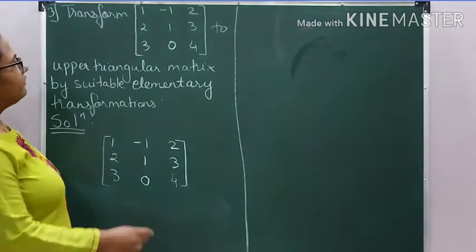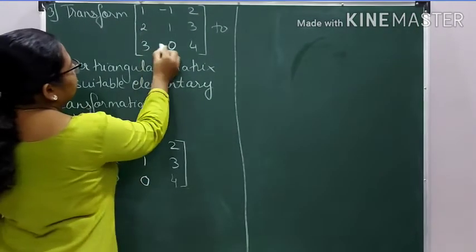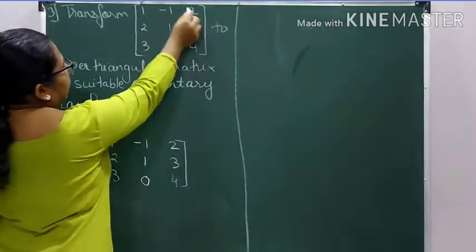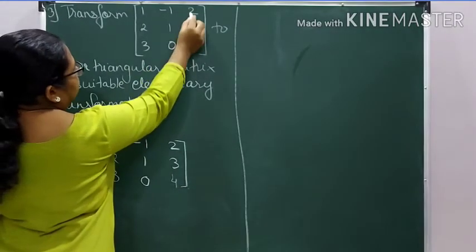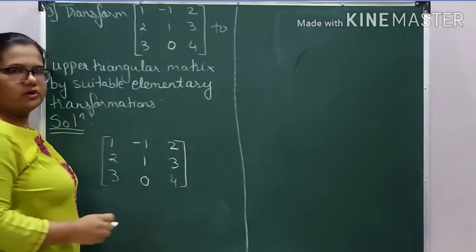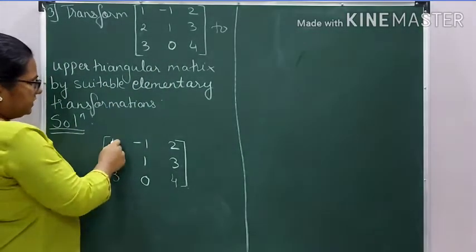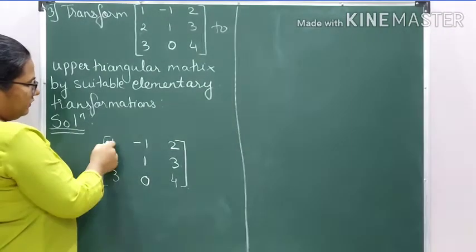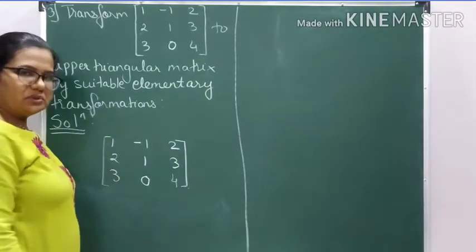Upper triangular matrix means what? These three elements should be 0. And the remaining elements, these are called upper triangular elements. They can remain any. Or these three elements you have to convert to 0. So this is the given matrix. Now how to convert these two elements to 0? We will utilize this 1 to convert it to 0.